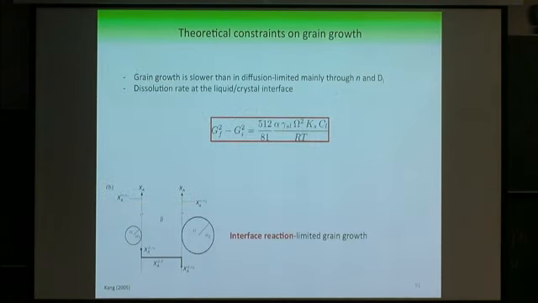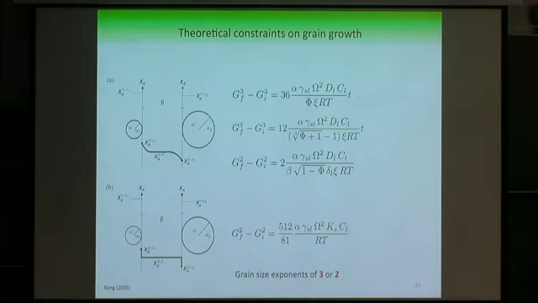Now, I've told you that there was also a second mechanism in Ostwald ripening, which is interface reaction limited. And the equation that's generally accepted in the literature is this one, where we have the dissolution rate at the liquid-crystal interface that replaces the diffusion of the liquid. So the grain size exponent here is 2.